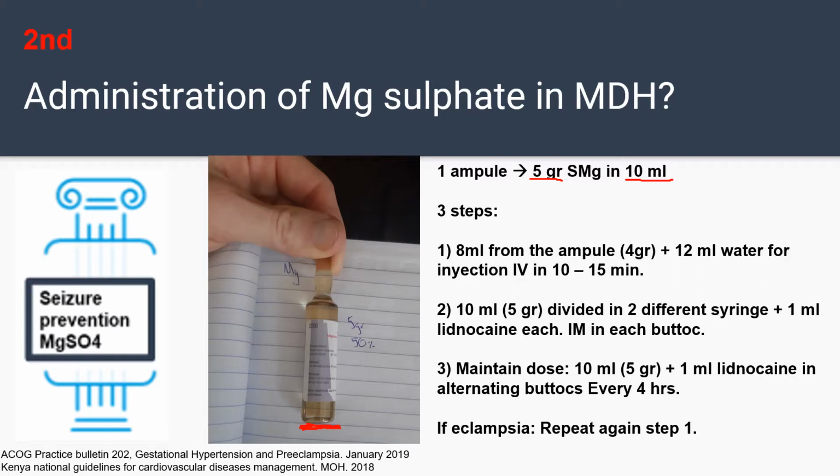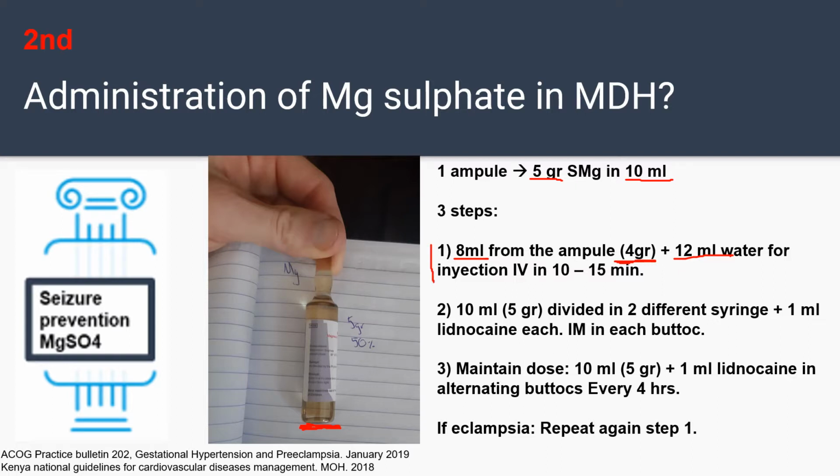So how do we prepare this? There are 3 steps. The first step is that you dilute 8 ml of this ampoule, that is 4 grams of magnesium sulfate, plus 12 ml of water for injection. You mix that in a syringe, and you give it IV in 10 to 15 minutes. That is the loading dose.